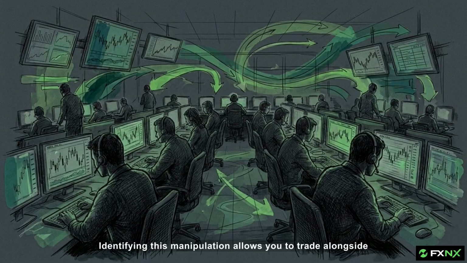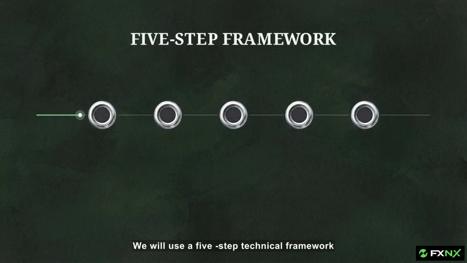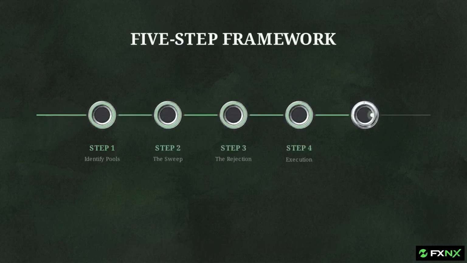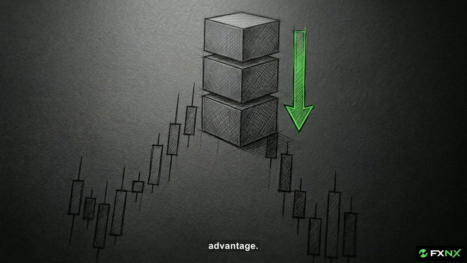Identifying this manipulation allows you to trade alongside the smart money instead of becoming their exit liquidity. To do this, we use the ICT Turtle Soup strategy, a specific methodology designed to trade directly against these false breakouts. We will use a 5-step technical framework to identify and exploit these specific setups with precision. This framework converts institutional manipulation into a systematic advantage.